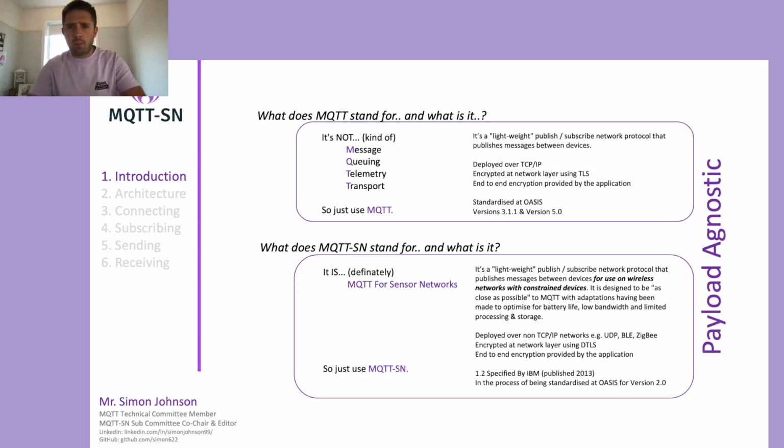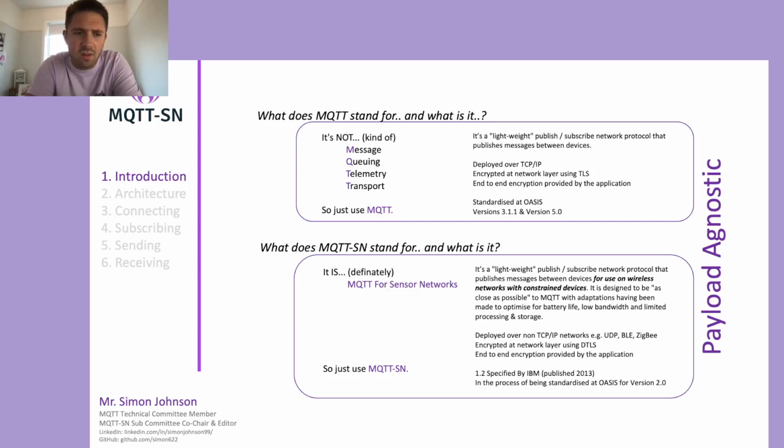So I get asked quite a lot what MQTT-SN is, what it stands for, and how it differs from MQTT. So this chat is going to assume that you pretty much know what MQTT is, and you're interested in knowing what MQTT-SN is and how it deviates from MQTT. So essentially, MQTT-SN is MQTT, but it's been optimized for sensor devices.